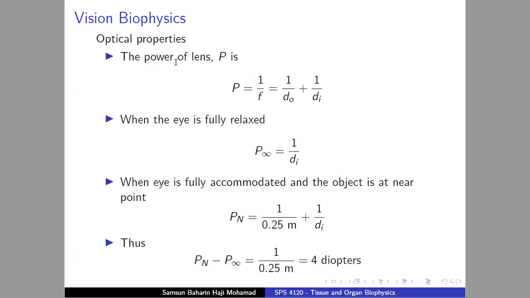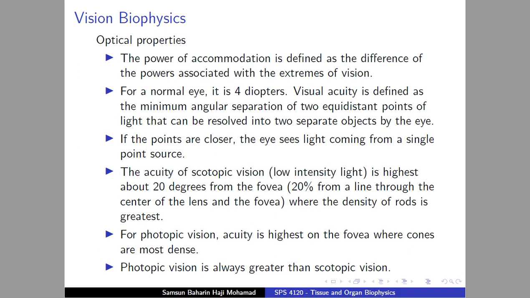Okay, so when the eye is fully accommodated and the object is at the near point, we have this from our physics of vibration, waves and optics: the power is equal to 4 diopters. So, optical properties. The power of accommodation is defined as the difference of the power associated with the extremes of vision. For a normal eye, it is 4 diopters.